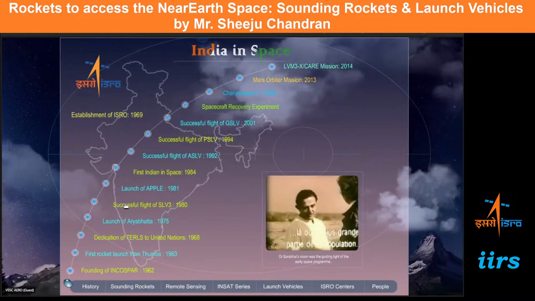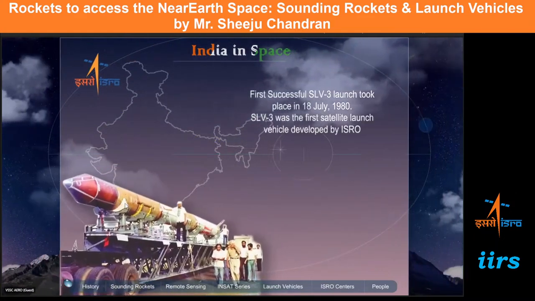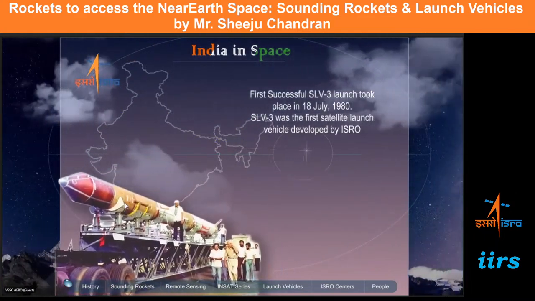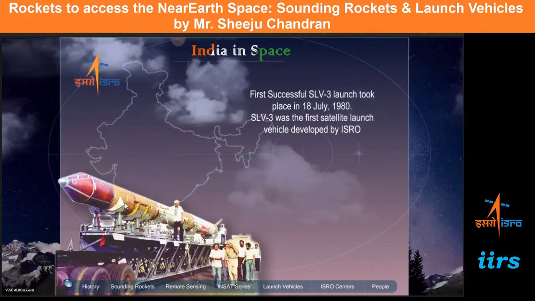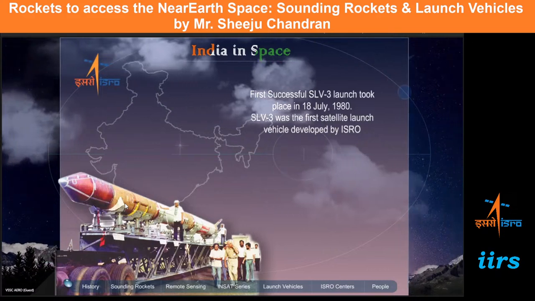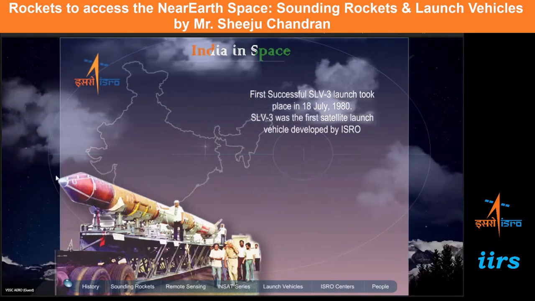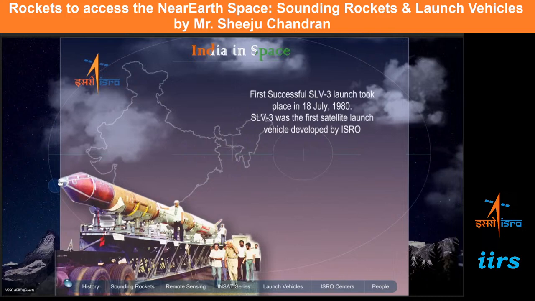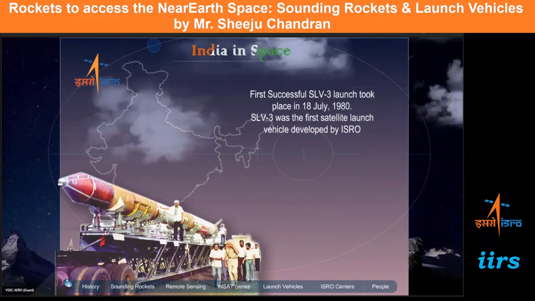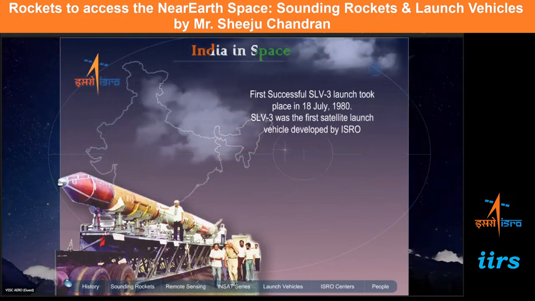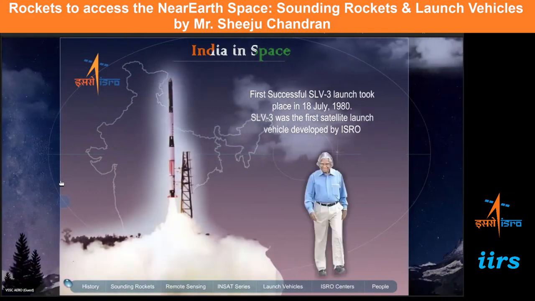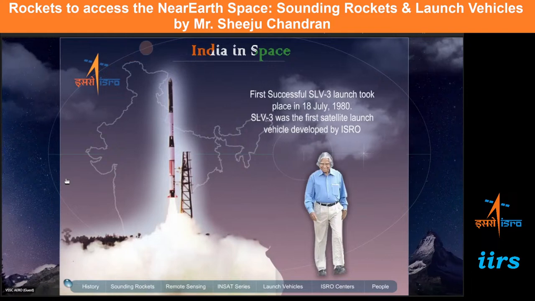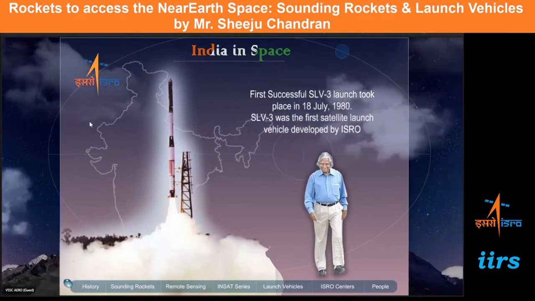And then we know India joined the club of nations which had the capability to not just build a satellite, but to launch a satellite from its own technology, its own soil. This was done in 1980 by a rocket called SLV-3. And the project director of this rocket, as you're aware, was Dr. APJ Abdul Kalam, who later went on to become one of the most popular presidents of this nation.